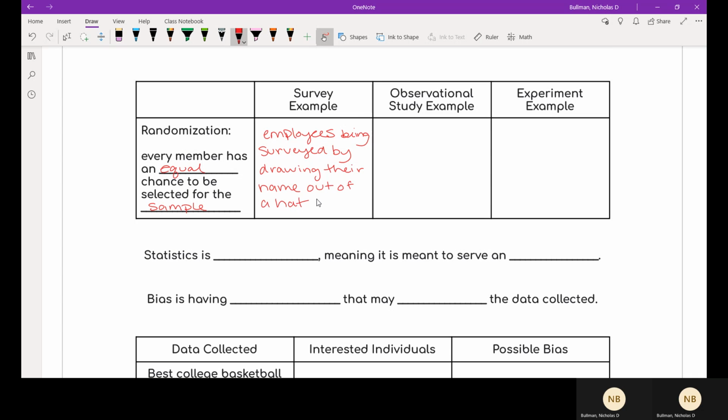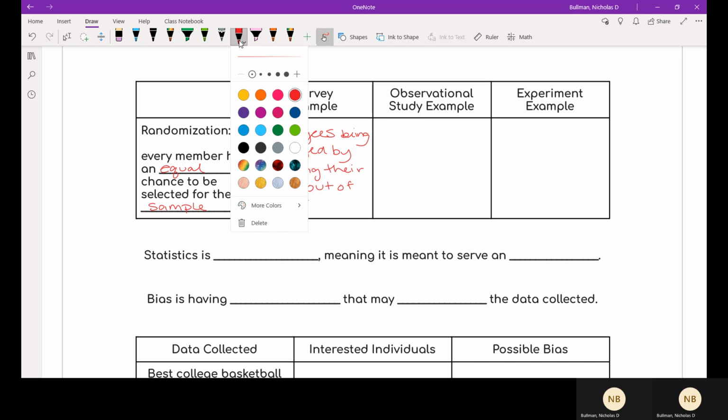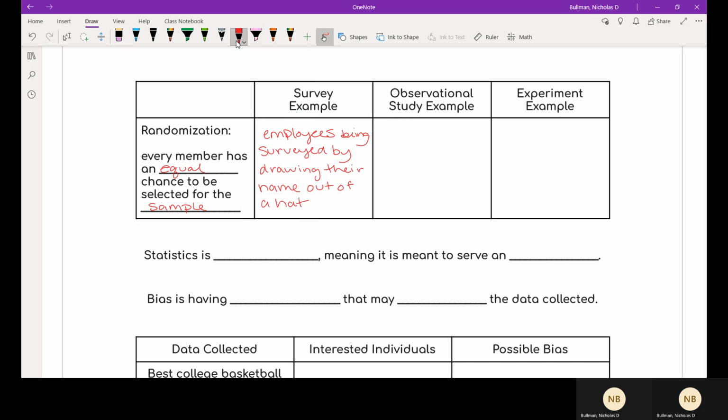Now, observational study, if we remember our definition before, it was just you were standing back and watching everyone and assessing their words. Depending on what you're observing depends on what type of data you're going to collect.